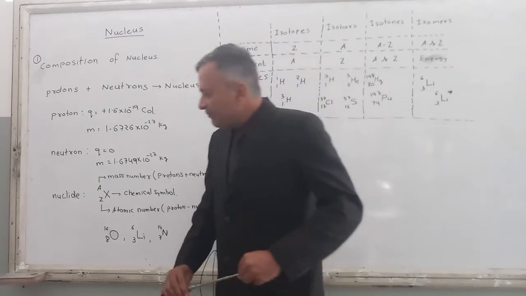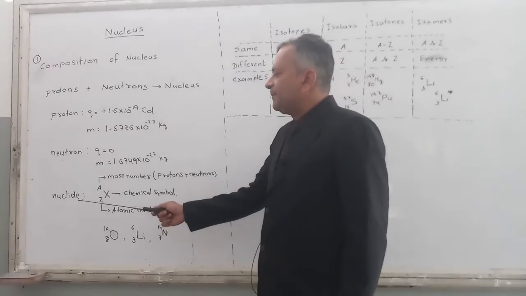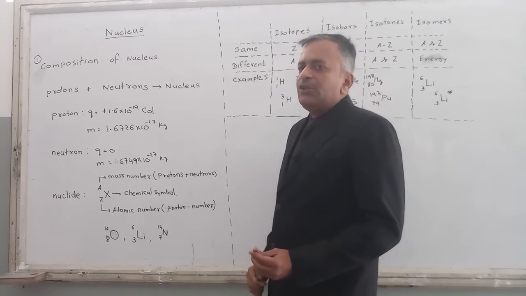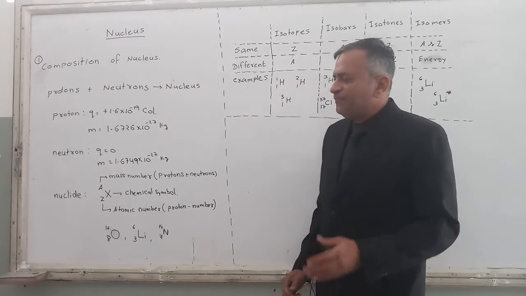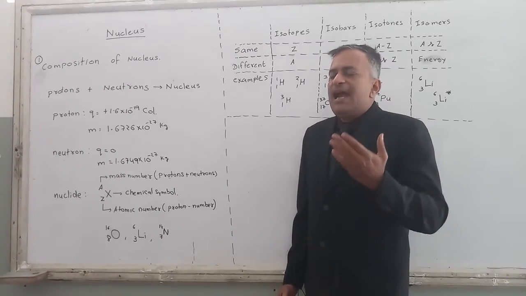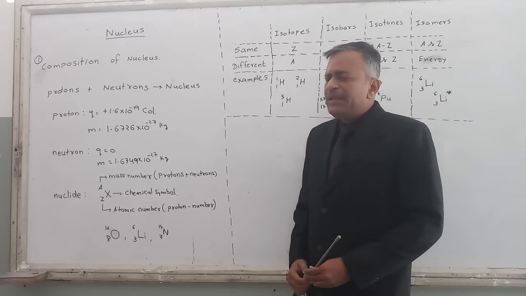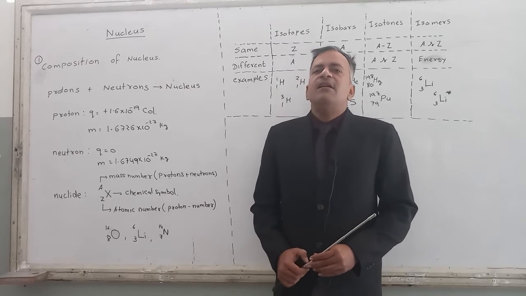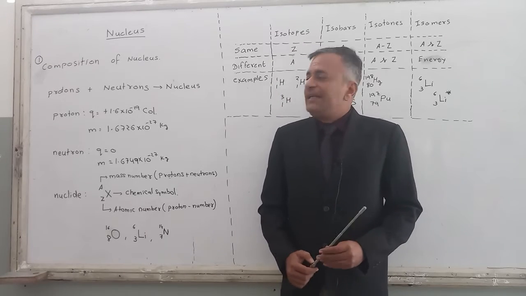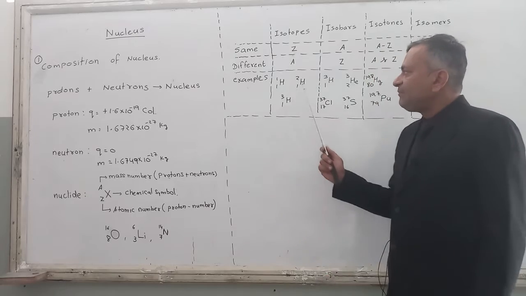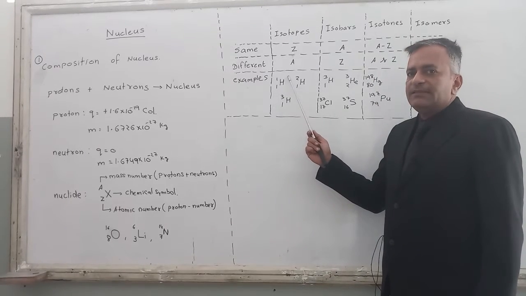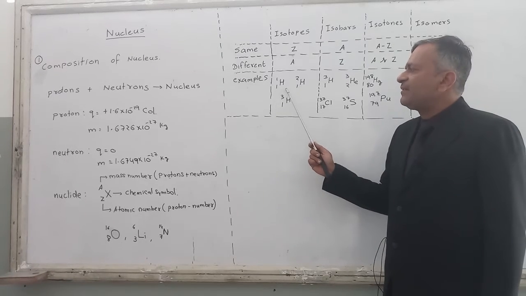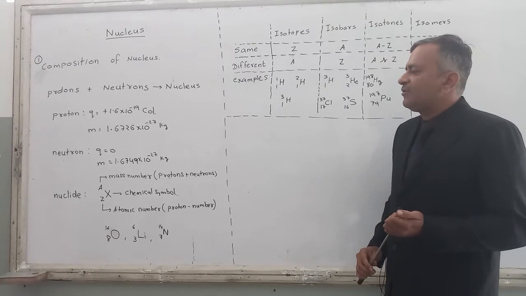Now, this new word, nuclide. Okay, when I say nuclide, that means I am referring to the nucleus without referring to the atom. When I simply write a chemical symbol H, then I am saying hydrogen atom. But if I am writing it like this, H11, then I mean that I am talking about only the hydrogen nucleus without considering the electrons.